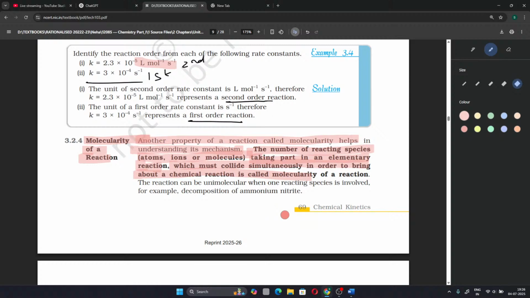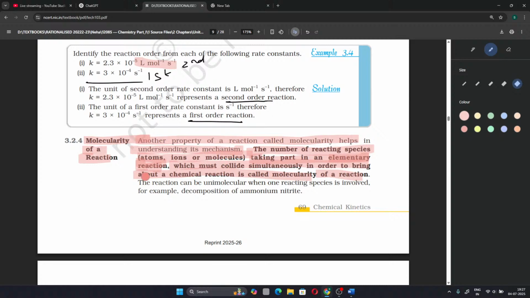Okay, let's read that again. Another property of a reaction called molecularity helps in understanding its mechanism. The number of reacting species, atoms, ions, or molecules taking part in an elementary reaction which must collide simultaneously in order to bring about a chemical reaction is called molecularity of a reaction. Basically, it is the number of reacting species taking part in an elementary, single step reaction.